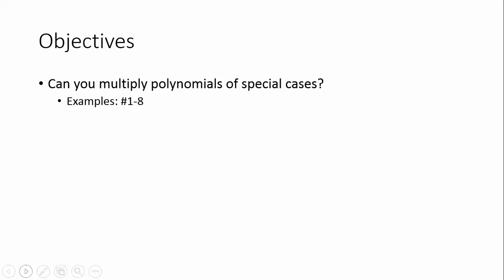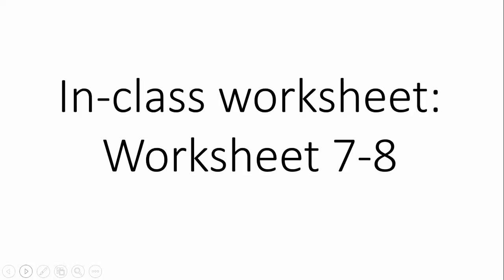So are you able to multiply polynomials with special cases? Remember what we talked about. We have two identical polynomials multiplying together, or identical polynomials with opposite signs. Those are the two types of special cases we talked about today. Examples 1 through 8 essentially hit on that idea. And we'll work on worksheet 7-8 in class.